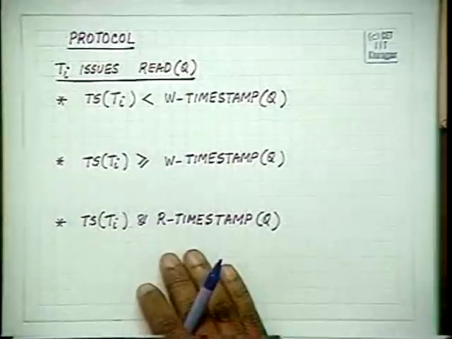Now, let us see what will happen. So, let us see what analysis it does. That analysis is what is called the timestamp ordering protocol.